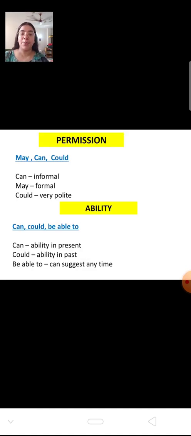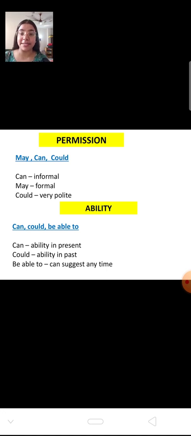Now one by one we will see the categories of the modals. The first category we read was about permission. When we ask for permission, we use the words may, can, could. Can is used for informal, may for formal, and could is very polite. "Could I do this?" "Can I go there?" And "May I come in, ma'am?" So this is the way they are used for permission. When you are asking for permission, these three words are used.